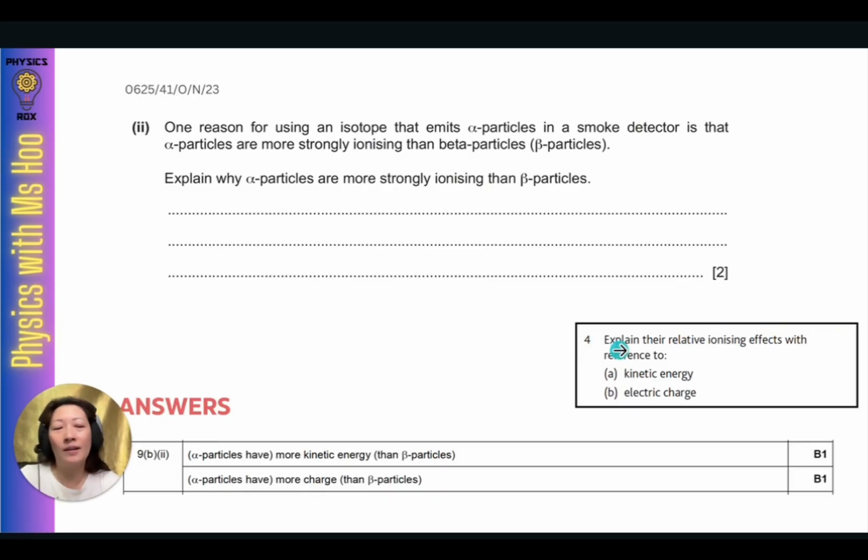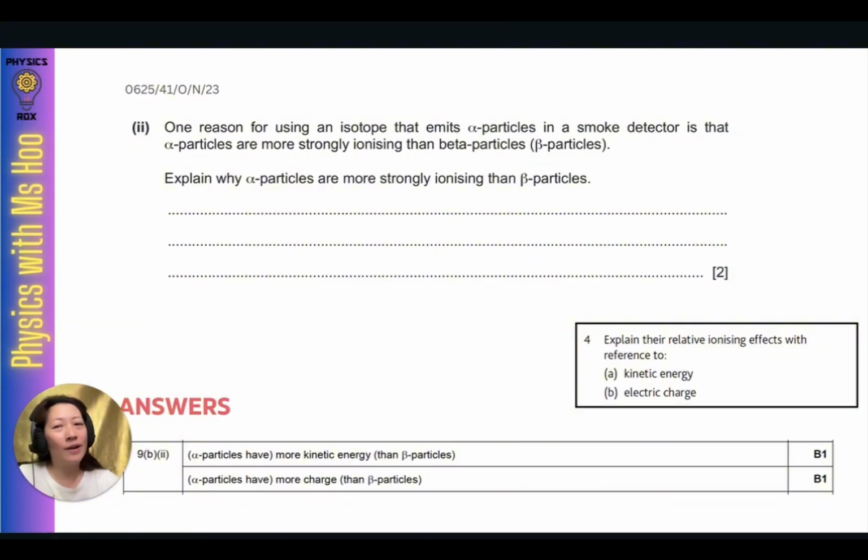So alpha particles are said to have greater ionizing effects than beta particles because they have more kinetic energy because of the greater mass, and they also have more charge than beta particles because, as you should know by now, alpha is positive 2 while beta is negative 1. So regardless of whatever you might have learned from other sources, you have to explain your answer based on what is in the syllabus guide and what's in the syllabus guide only.